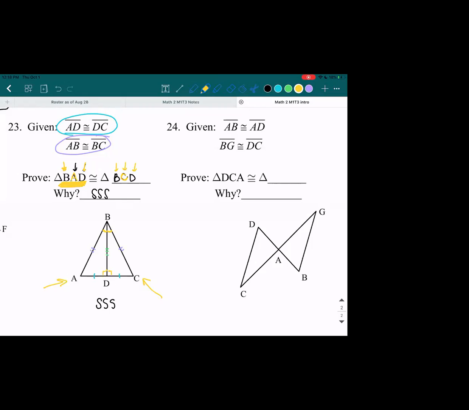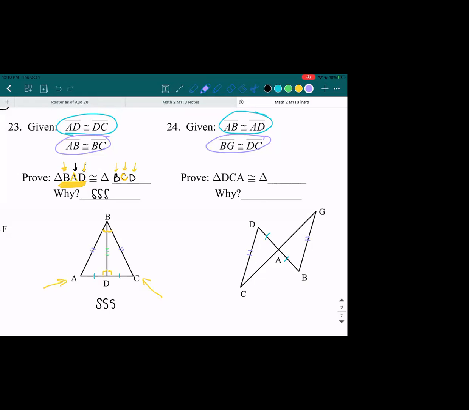So we're going to do the same thing, but for number 24 as our last example. Let's start off with AB is congruent to AD. AB is over here, AD is over here, so those two are congruent. We also have that BG is congruent to DC. So we have that one.